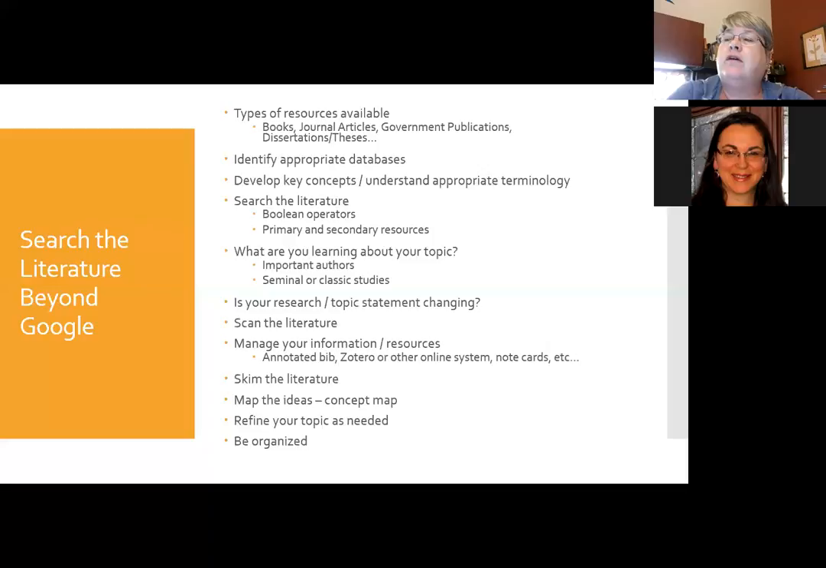One way to do this also is to map your ideas. As you come across new ideas, you might create either a chart that keeps track of those ideas or those themes, so you have an idea of what you're encountering. And like I said, refine your topic as needed and be organized.